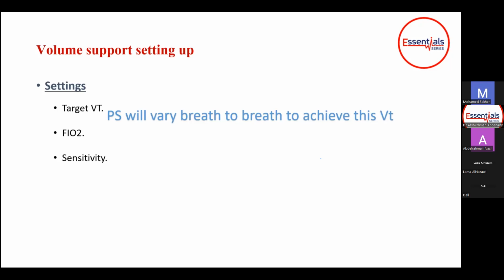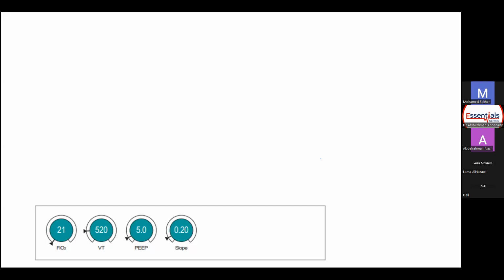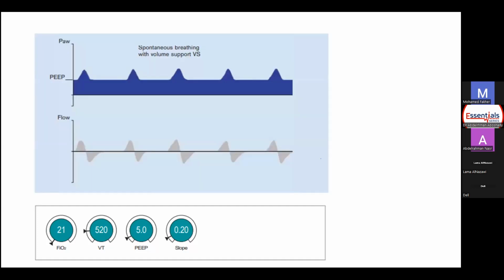Sensitivity, not all generics of ventilator sensitivity is adjusted in the volume support mode, but if you need to adjust them, we will adjust them from 1 to 3 liters per minute if it's a flow sensitive ventilator. PEEP, as in any pressure support mode, we adjust a PEEP, 3 to 5 centimeter water, or according to the patient condition. The rise time will be adjusted according to the pressure time scale. So these are the settings usually adjusted in the volume support mode: FiO2, tidal volume, PEEP, and slope or rise time.